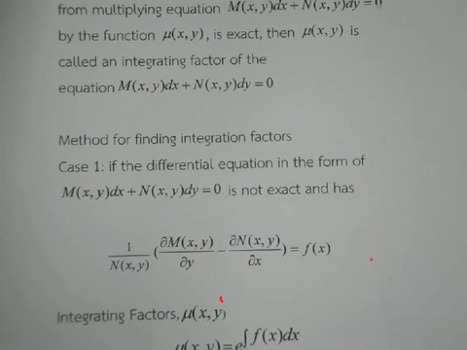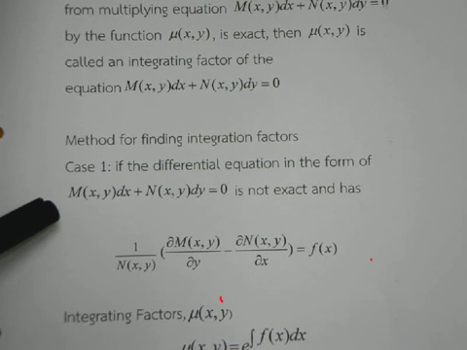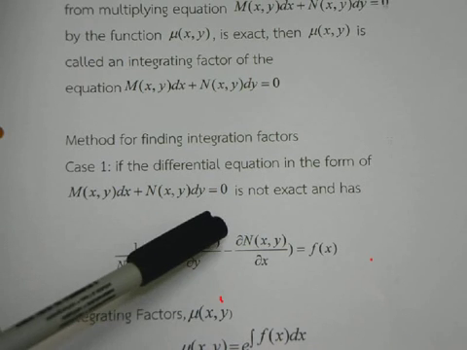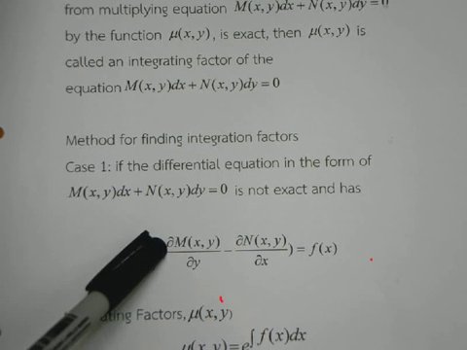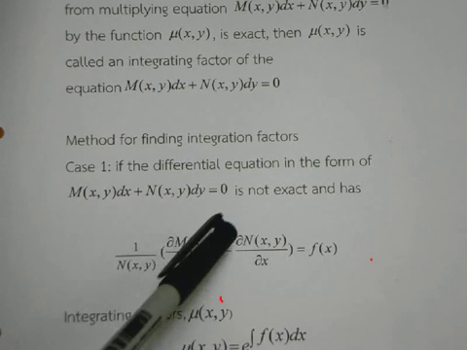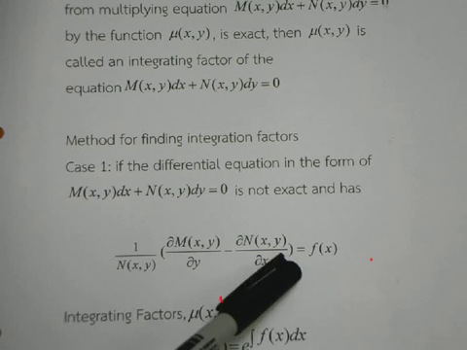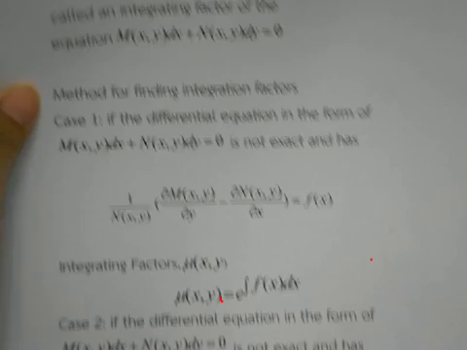And of course, we have ways to find the integrating factor. I am just writing 4 cases. Okay, the first one: if you have M dx plus N dy equal to 0, and this equation is not exact, but 1 over N times the difference between the derivative of M with respect to y and the derivative of N with respect to x becomes a function of x only, then you can find the integrating factor by using this formula.